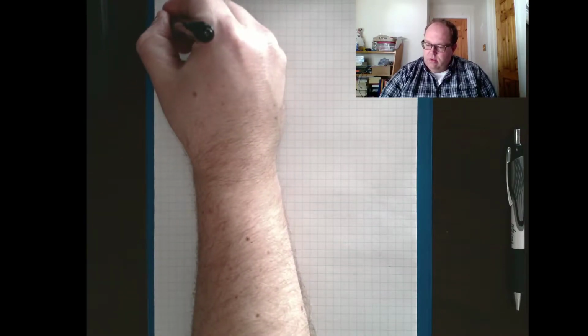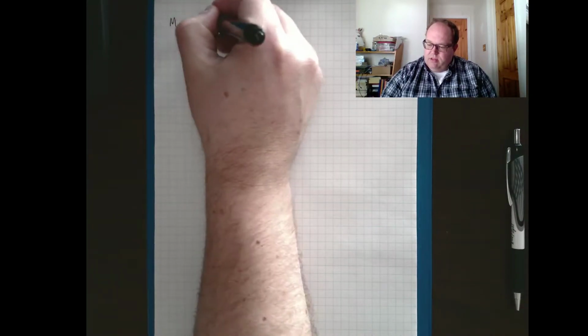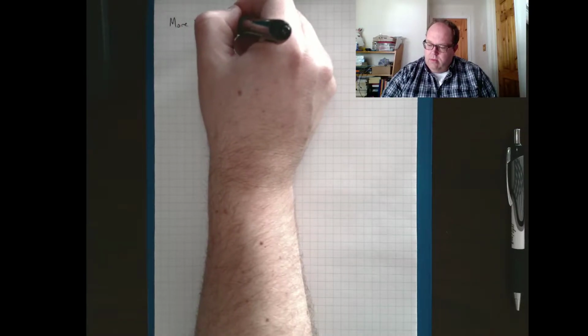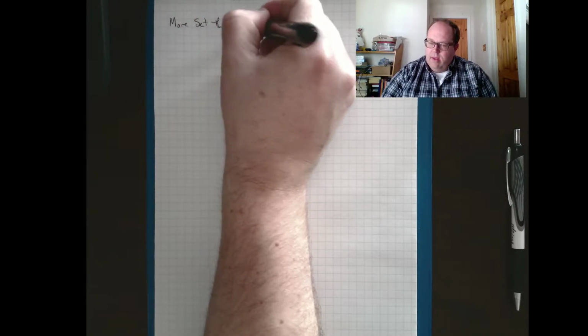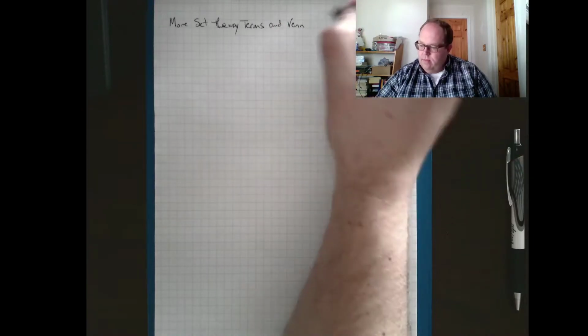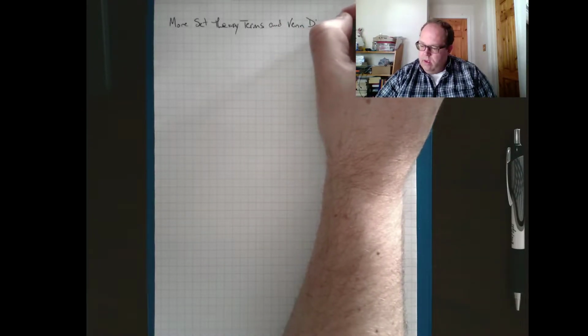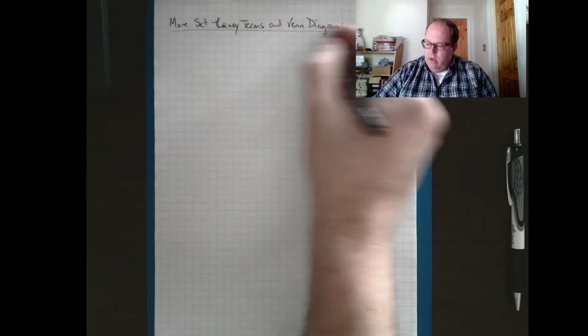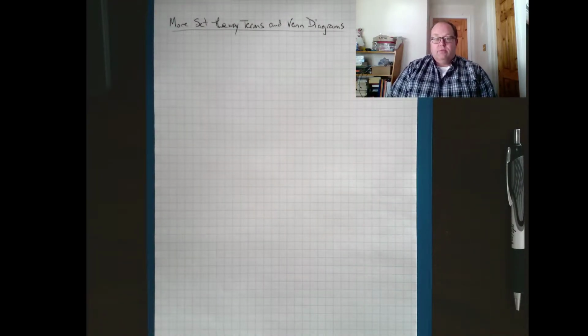Right. In this session, we're going to go over a few more terms from set theory, as well as tie that into some Venn diagram representation of sets. So, this is more set theory terms, and Venn diagrams. Alright, so we have a couple of more terms to talk about as far as sets and how they relate to each other. And I'll show some of this with Venn diagrams as well.